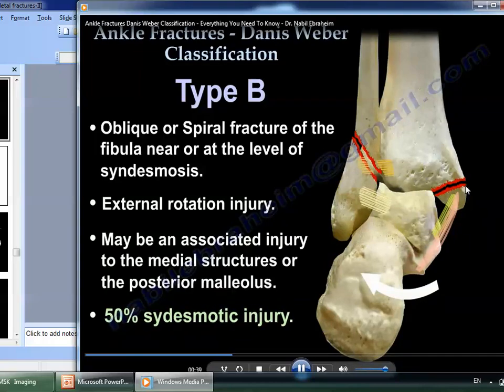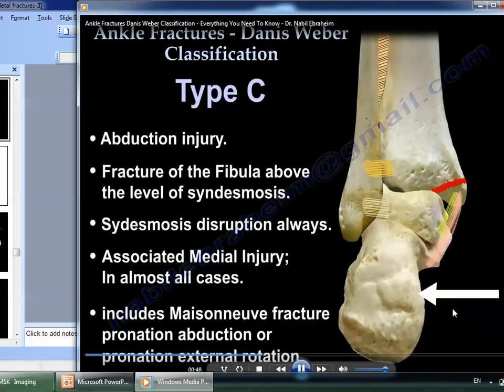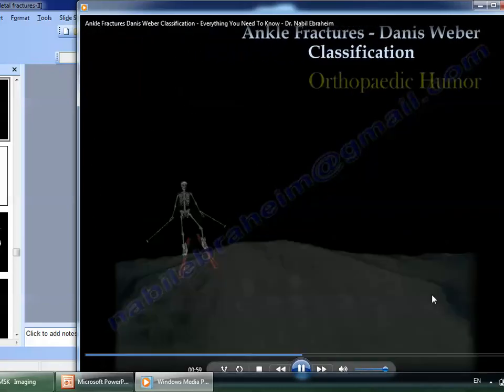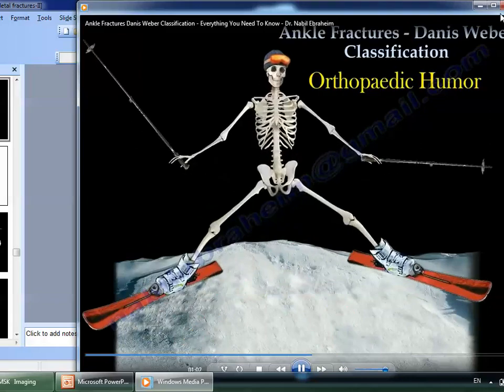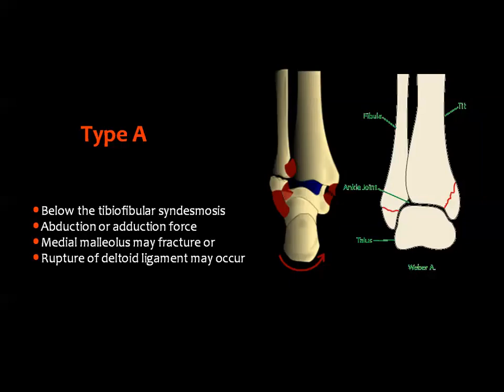And remember that in many situations there is the fracture of the medial malleolus as well, and this is the Weber type C, where you can see the fracture above syndesmosis, which is usually rupture and the associated injury. Then we continue the fractures around the ankle, and this is type A, Weber type A fracture below the level of the syndesmosis.